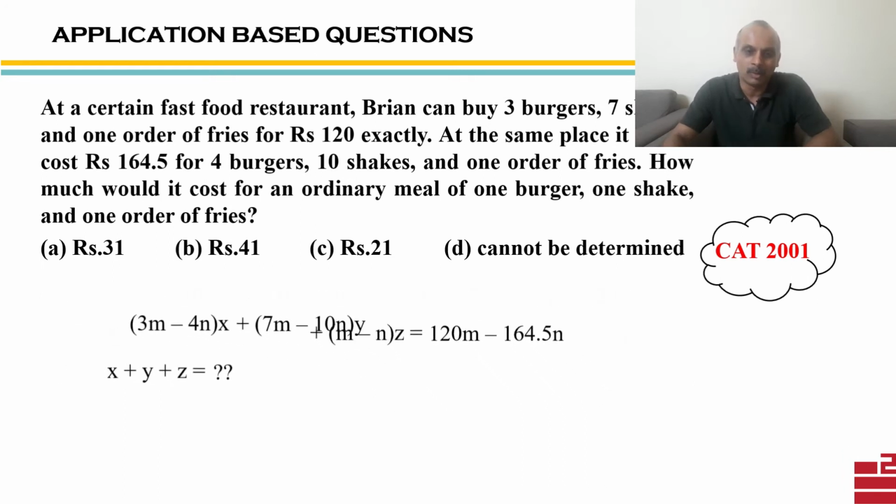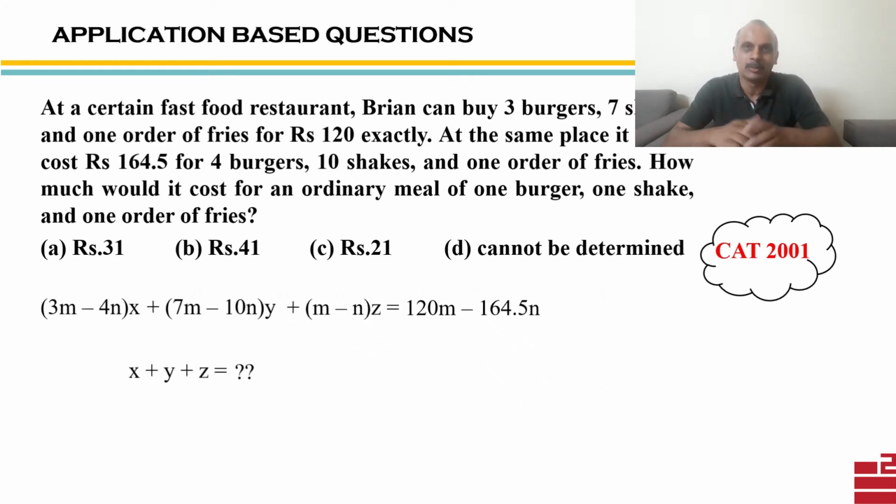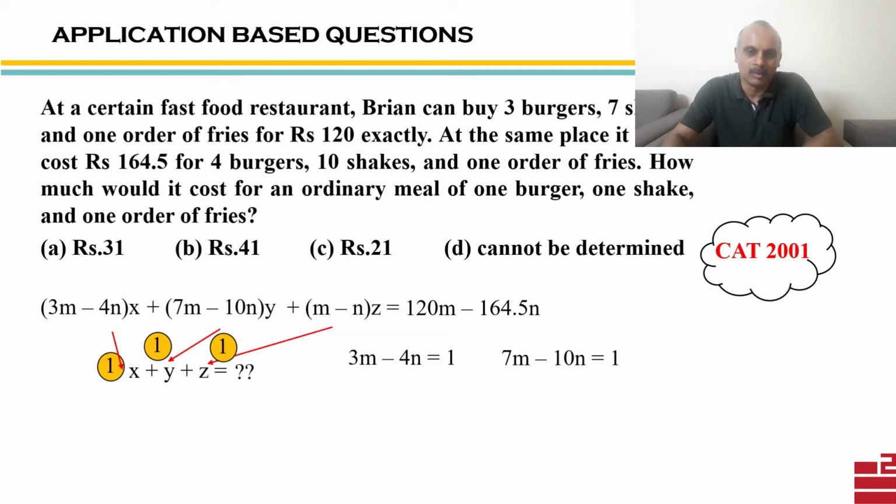And so what I do is I rewrite the equations and see that 3m minus 4n I desire it to be of value 1 because the coefficient is 1. 7m minus 10n, the coefficient of y is 1, so 7m minus 10n should also be 1, and likewise. It means my new equations will be 3m minus 4n equals 1 and so on.